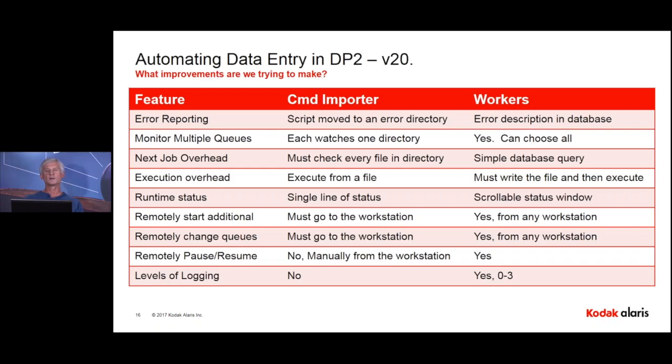One last one here is the little command importer window just has like a little 1 or 2 line status. What am I doing right at the moment? It flashes by you so quickly you can barely see it. So with the workers, what we did is we put in a scrollable window. So the history that you're seeing in that window, which is controllable, you can have logging levels that report more or less detail. That's all sitting there so you can go back and look and see what happened and scroll through it. So those are the major differences.